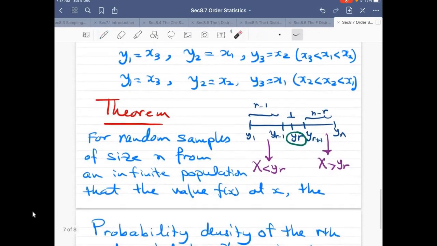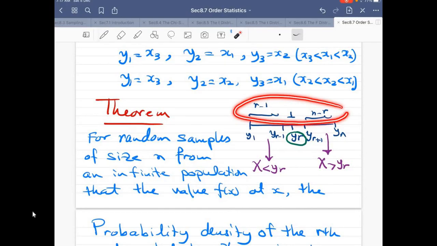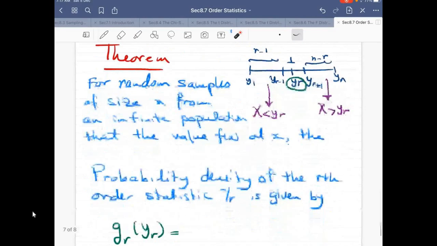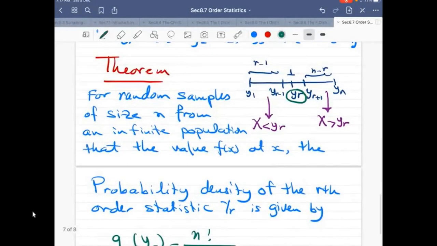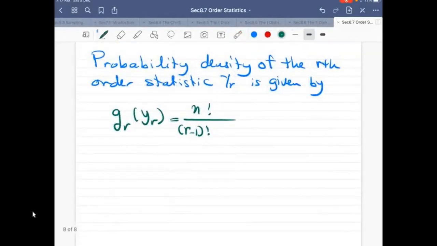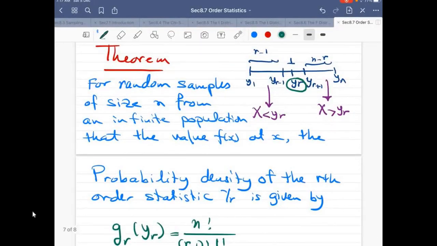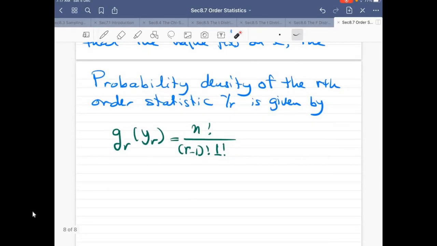To derive this is easy. You know that I have a total of n variables, which I am permuting. So the number of permutations will be n factorial, and then I will divide by r minus 1 factorial for the number of variables that are less than y sub r, 1 factorial for the variable that is the rth order statistic, and n minus r factorial for the variables that are greater than y sub r.